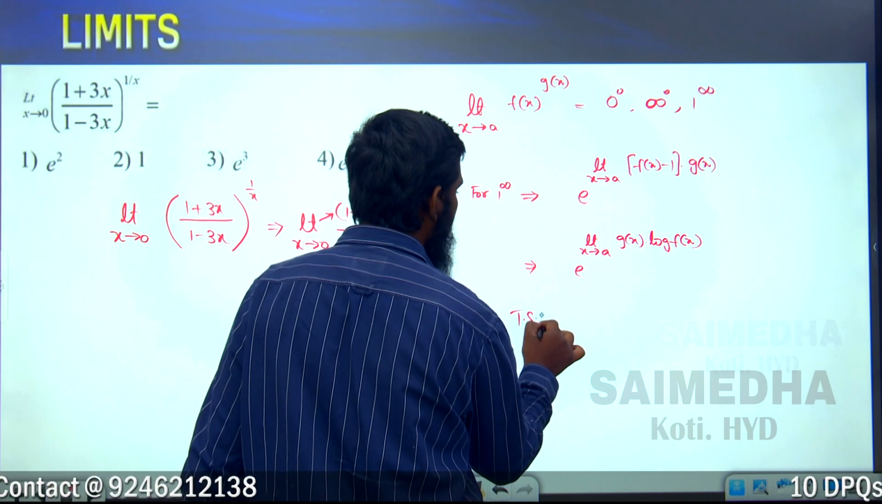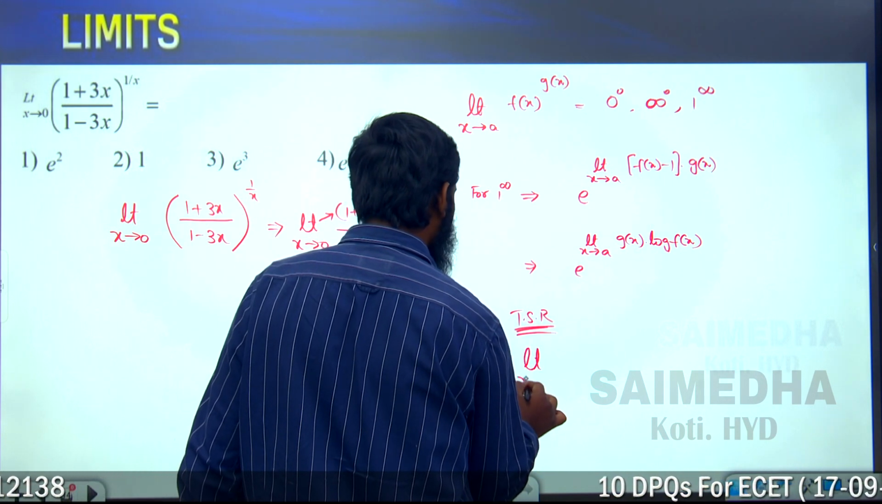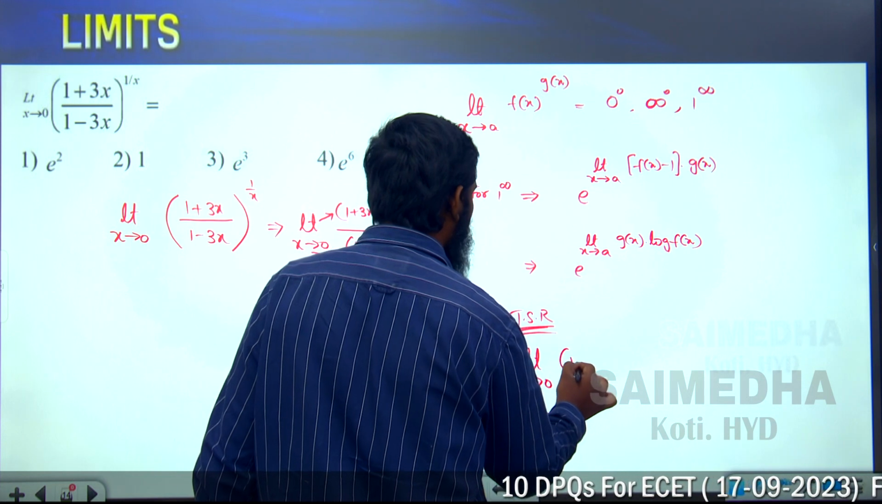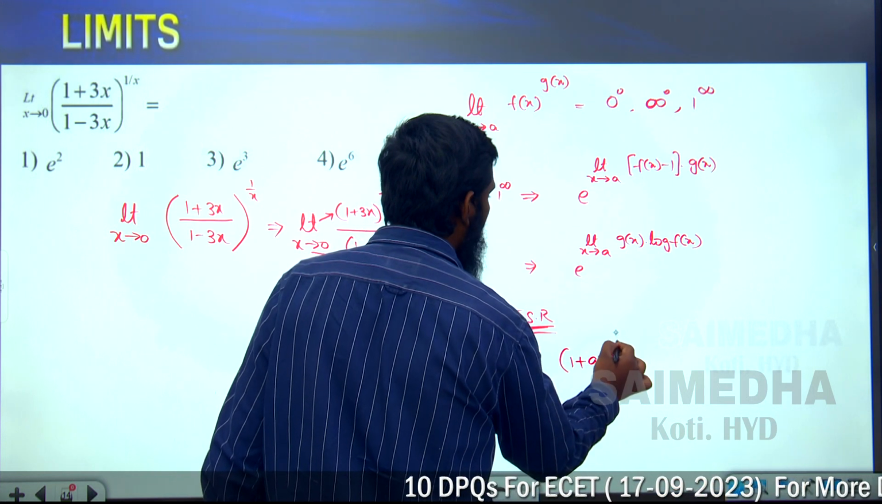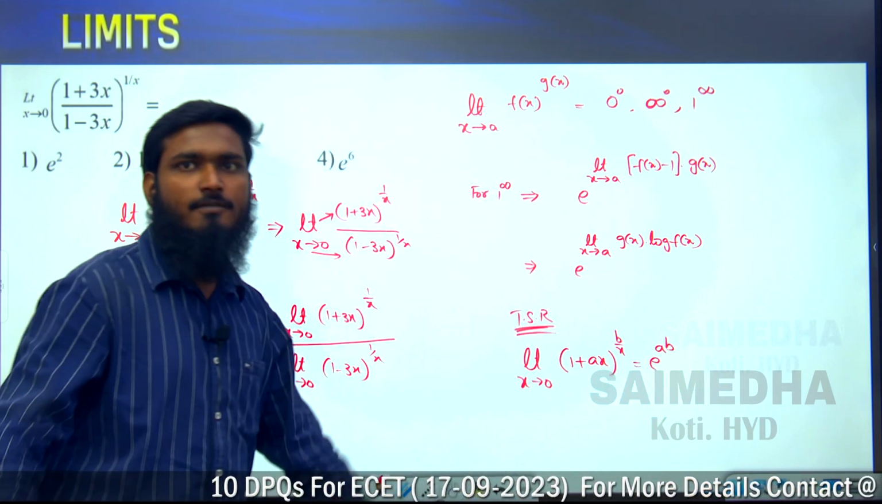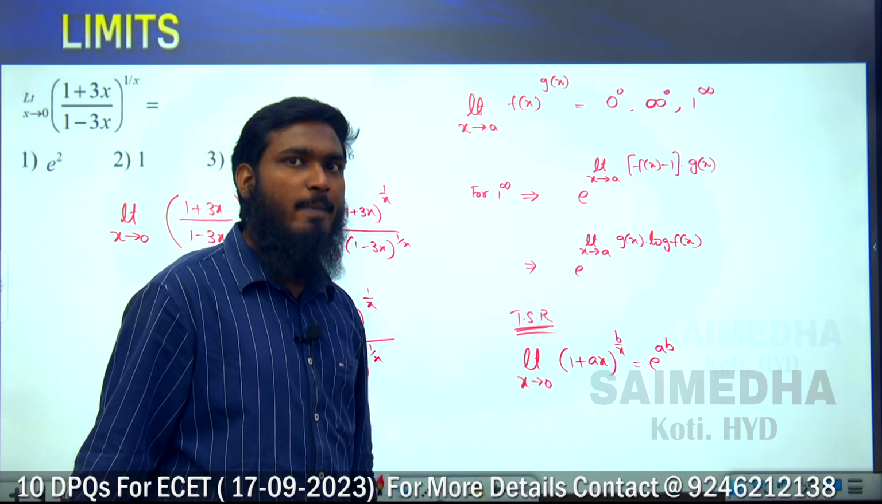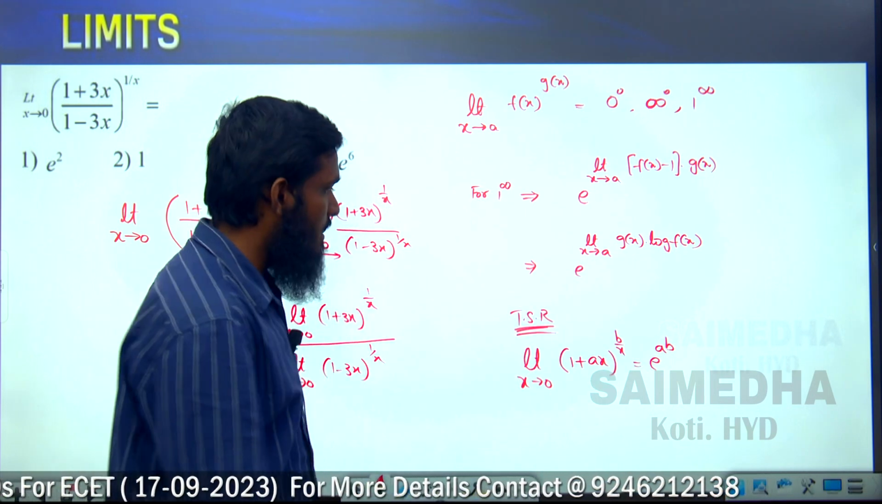What we are having? A time saving result. So we are having the formula: limit x tends to 0, (1 plus ax) whole power b by x is equal to e power ab. That's it. That is the formula we are having: (1 plus ax) whole power b by x is equal to e power ab.